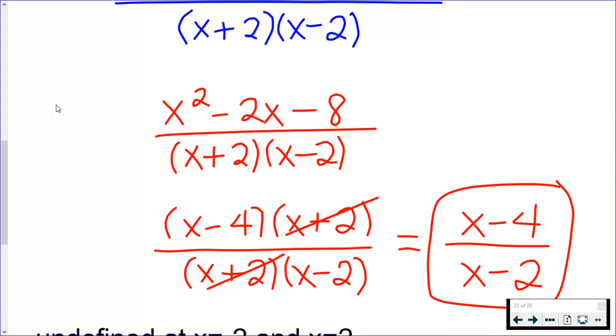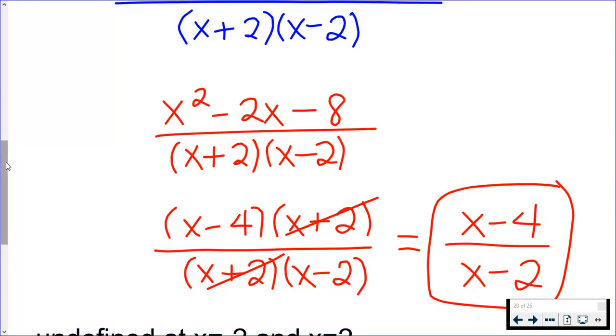You cannot cross out those x's because the x in the numerator has to stay with the -4, and the x in the denominator has to stay with the -2. You can only cross things out when they've been multiplied. So in factored form, the x minus 4 is being multiplied by x plus 2. And in the denominator, the x plus 2 is being multiplied by the x minus 2. So I can cross out those factors, but the final answer is x minus 4 over x minus 2.